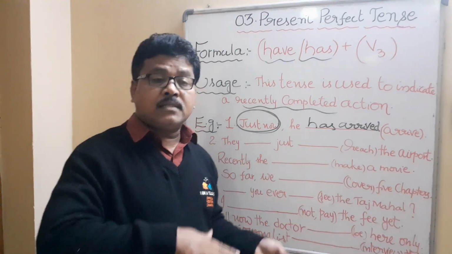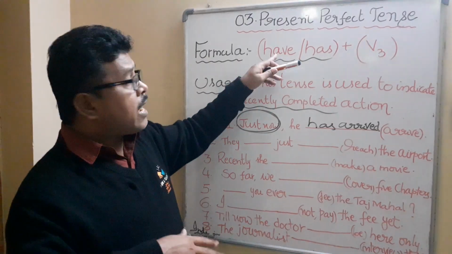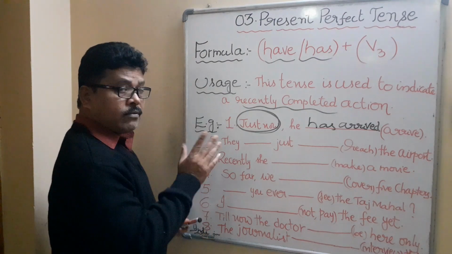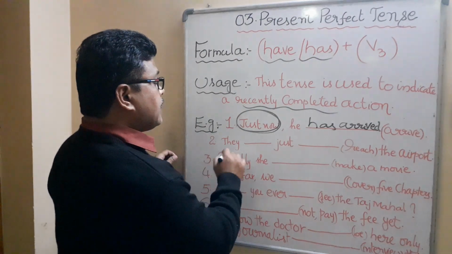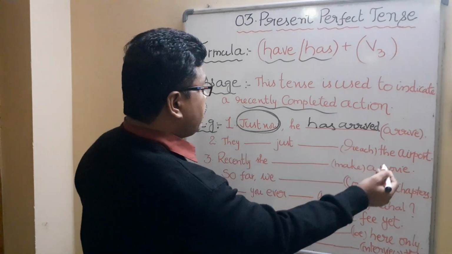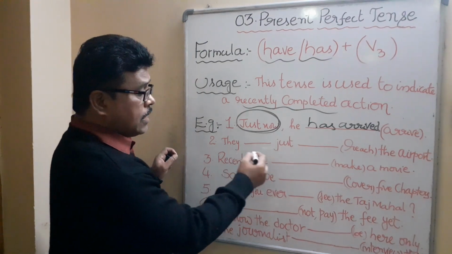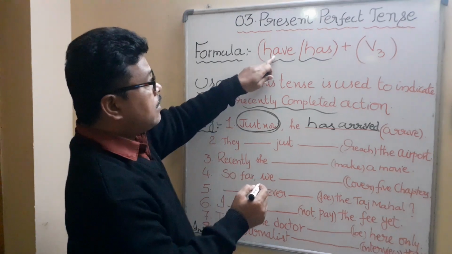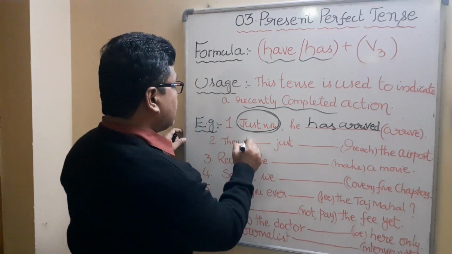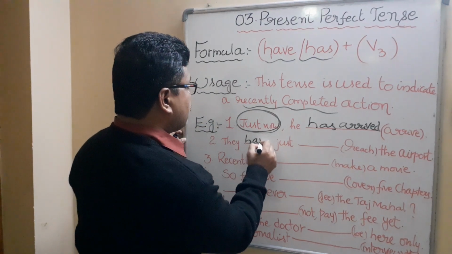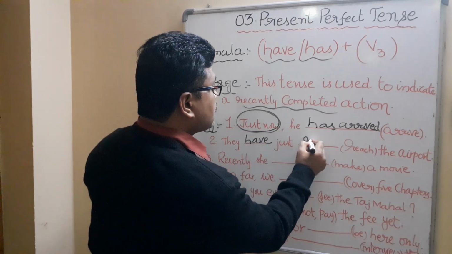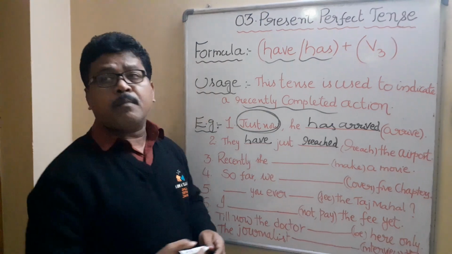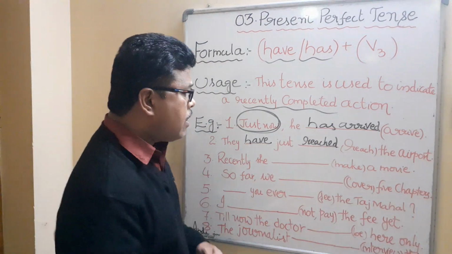Just now she has arrived. Just now we have arrived. They have arrived. Okay, look at the second example. They dash just reach the airport. They takes have, plural, that's why they have just reached. They have just reached the airport.